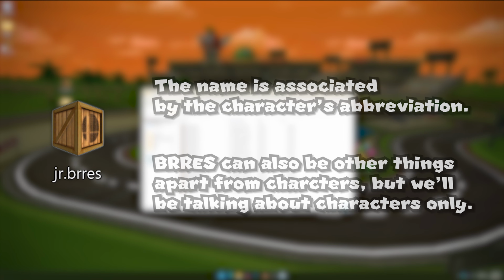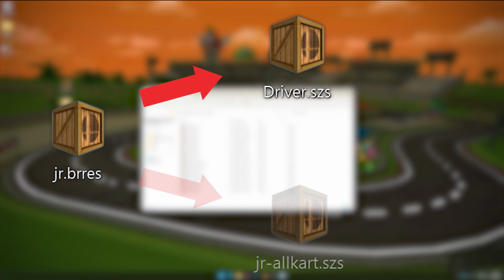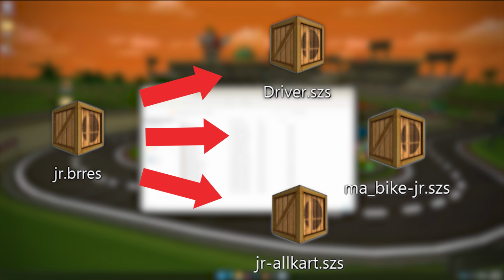And then lastly, you got the brres file, which contains the models, and it is usually found in the Driver.szs or the alt cart, or the file that contains the character and vehicle mixed together. You may not always find these files in your texture hacks whenever you download them, but just know that they exist for the purpose of holding the models.